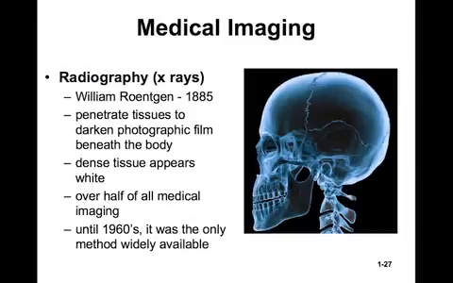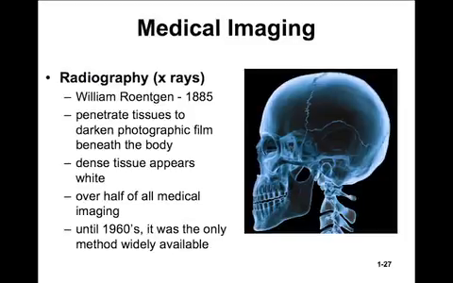First of all, we're probably all familiar with radiography or X-rays. They're a form of high-energy radiation and were discovered by William Roentgen in 1885. X-rays can penetrate soft tissue of the body and darken the photographic film on the other side. They're absorbed by more dense tissues, such as bone and teeth, and thus those show up as lighter colors. Over half of all medical imaging is X-ray technology. Until the 1960s, it was the only method that was widely available.